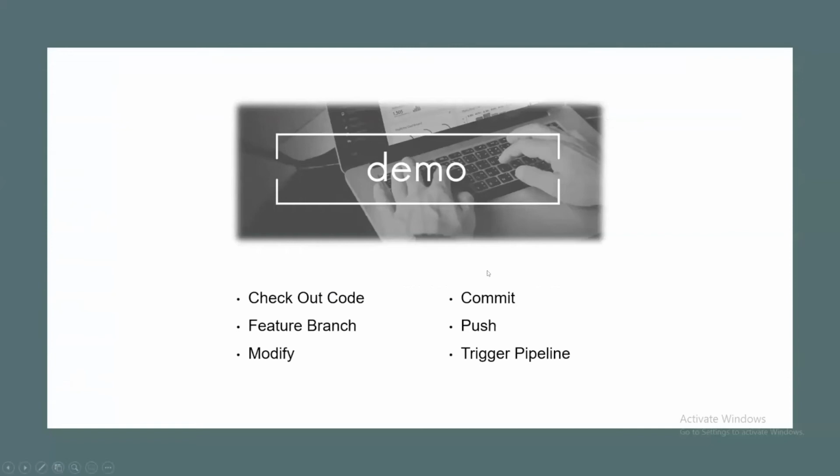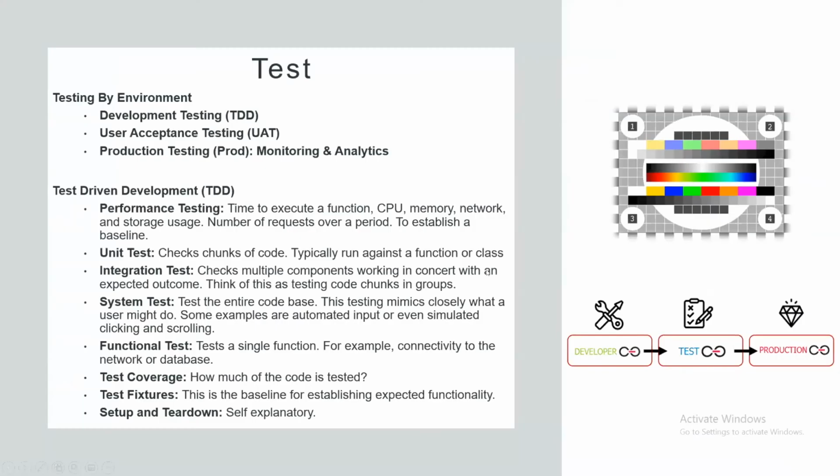We'll talk about testing next. In testing, there's a lot of terminology, right? You hear development testing, user acceptance testing, production testing, which is typically monitoring, analytics, and things like that, and reporting. But when you're talking about test-driven development, there are a lot of different ways to look at testing. There's performance testing, unit testing, integration testing, system, functional. Then you have to talk about test coverage and test fixtures. And we'll talk about each of these.